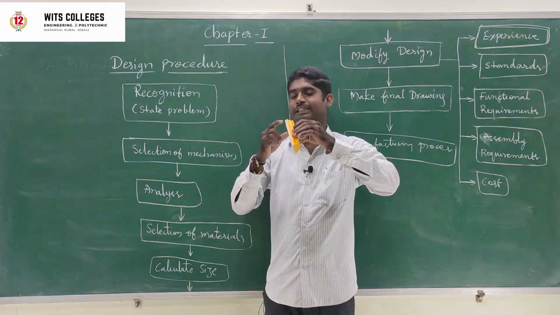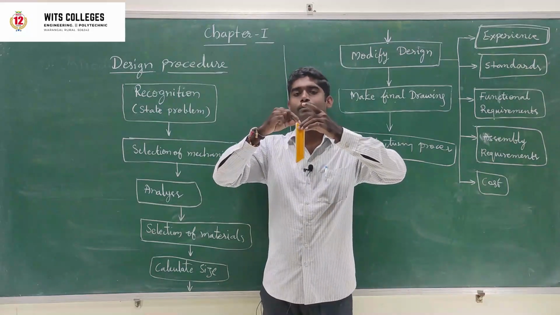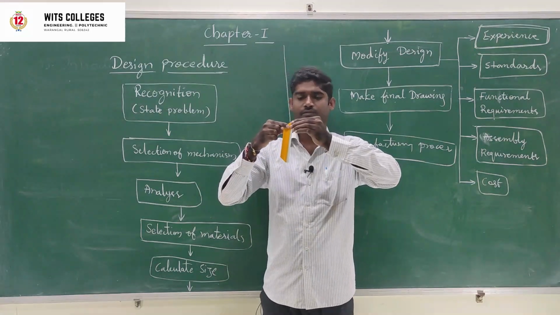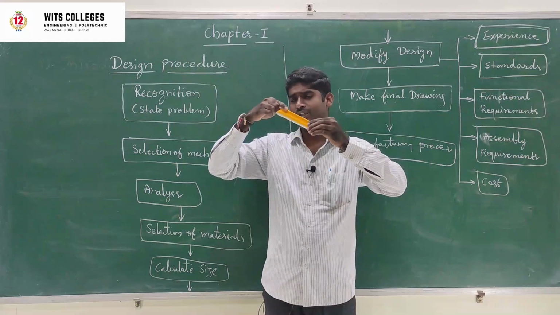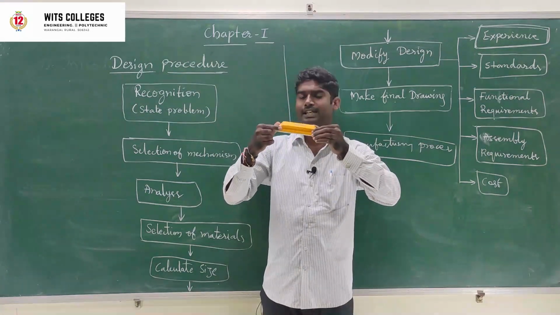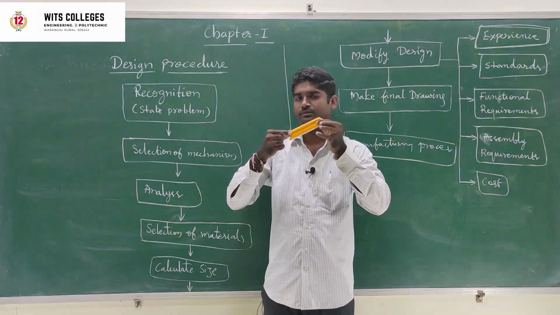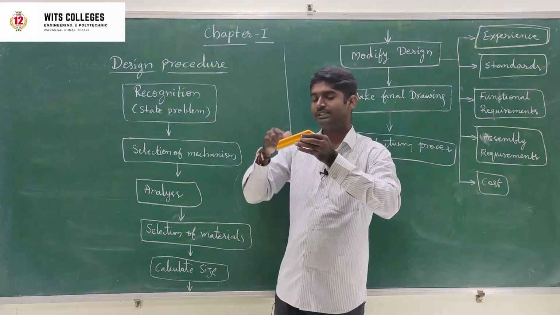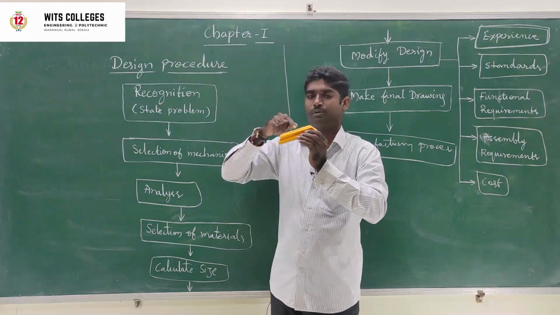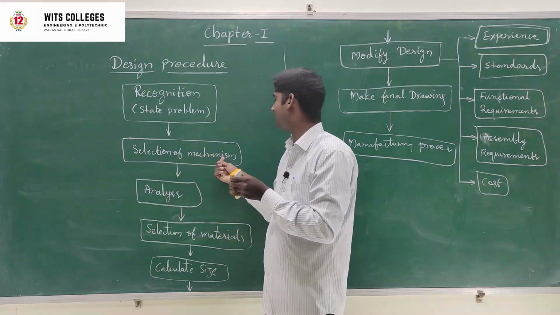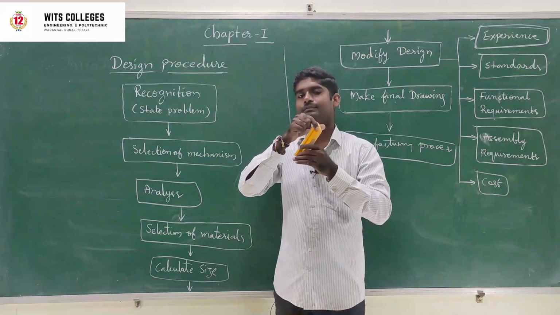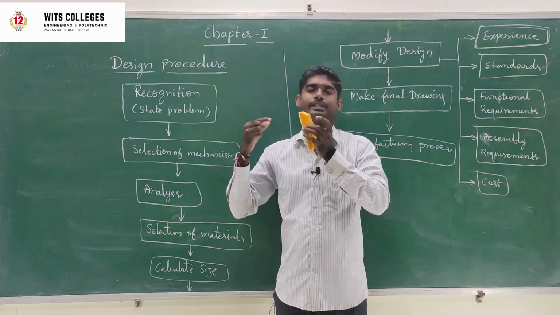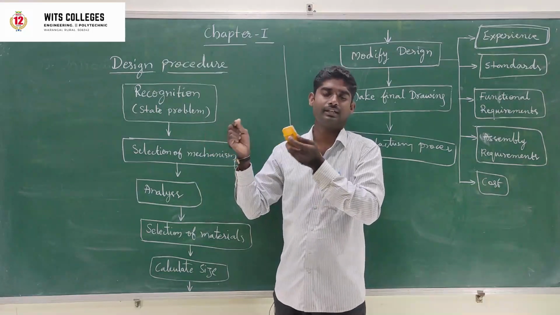Like a duster. In this duster, we are using wood material. In this duster, there are two parts. One is a cloth, another one is wood. First we design each part of this duster, after that we go for the assembly. This is the recognition of the problem. Next, selection of mechanisms. What mechanisms are there? In this duster there is no mechanism, but we go for any machine elements or machines.